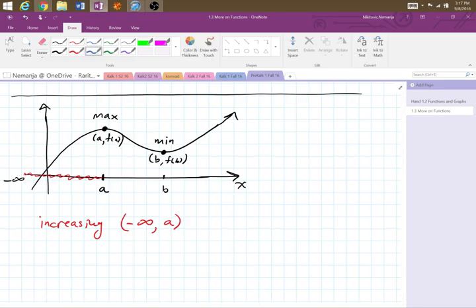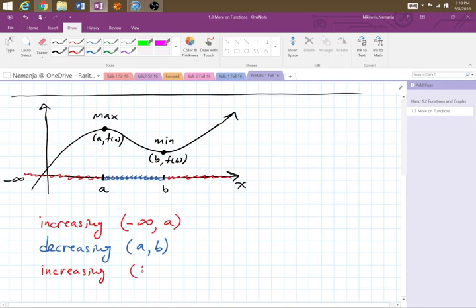Then we have the blue part here, which goes a to b, and that's decreasing, which is between a and b in this particular example. And I'm going to go back to red because it's again increasing. So increasing from b to positive infinity. You can put plus infinity, you can just put infinity. And as you can see, we never used any y values. Maybe you want to write that as a little note on the side. Intervals are always given from x to x, 2x values.